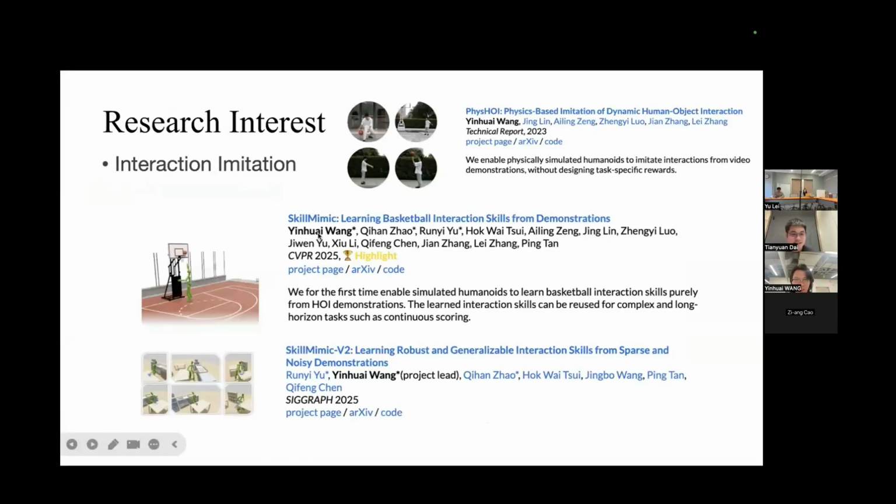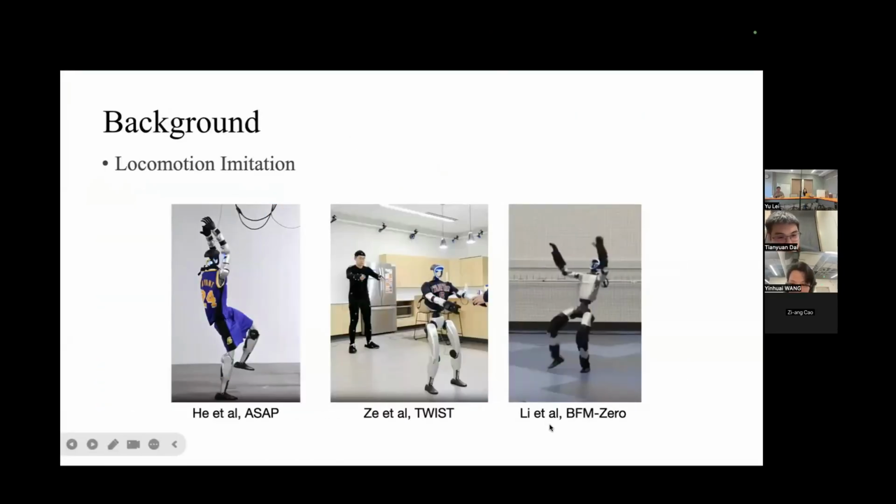So here is my research interest, and we are here. Locomotion imitation is, I think, a foundation for humanoid robots to do further interactions with the world, and this area has made significant progress. However, those works mainly focus on locomotion, not so much on interaction. So how do we make a humanoid robot interact with the world?